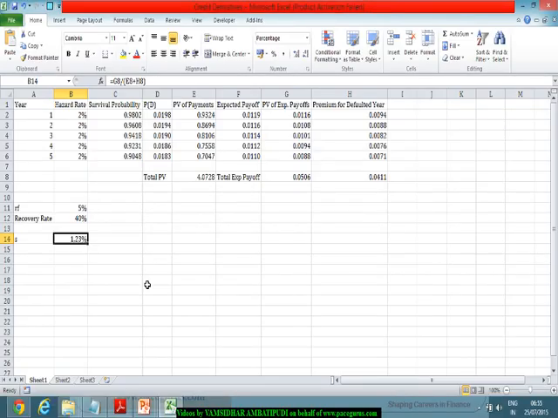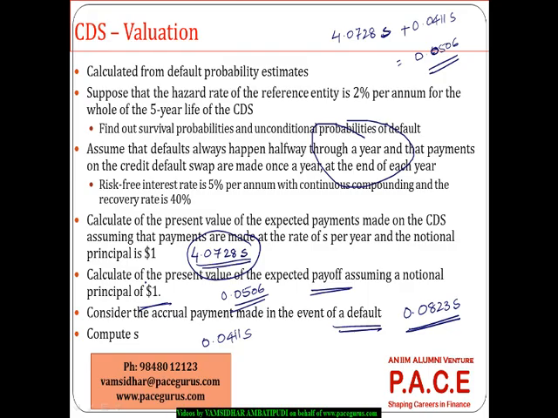So every year I'm expecting one party, the protection buyer, to make a payment of 1.23 percentage of the face value to the seller, who will be providing the protection in the event of default of that particular party. So that's how a credit default swap is valued. This is the value of this credit default swap. I call it either 1.23% or 123 basis points.